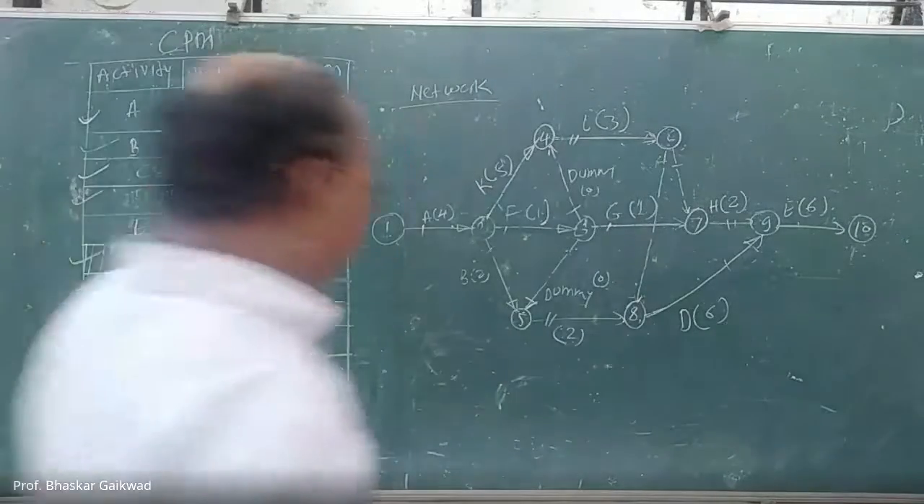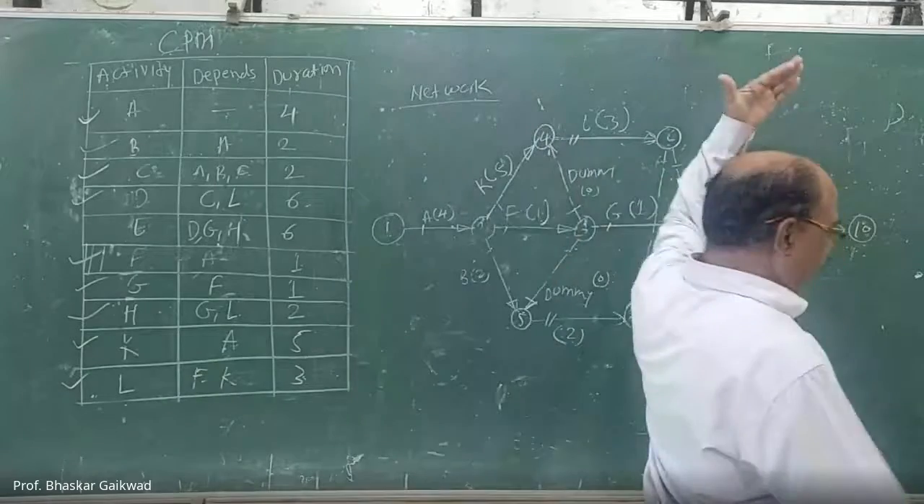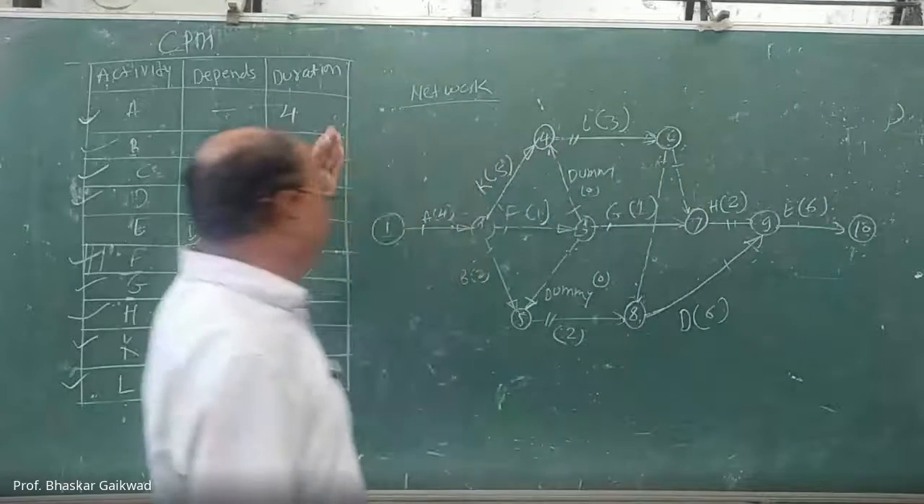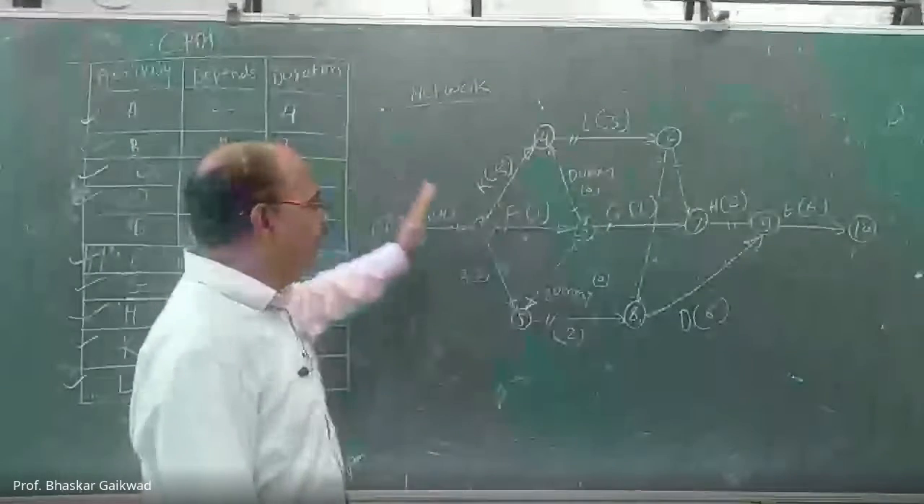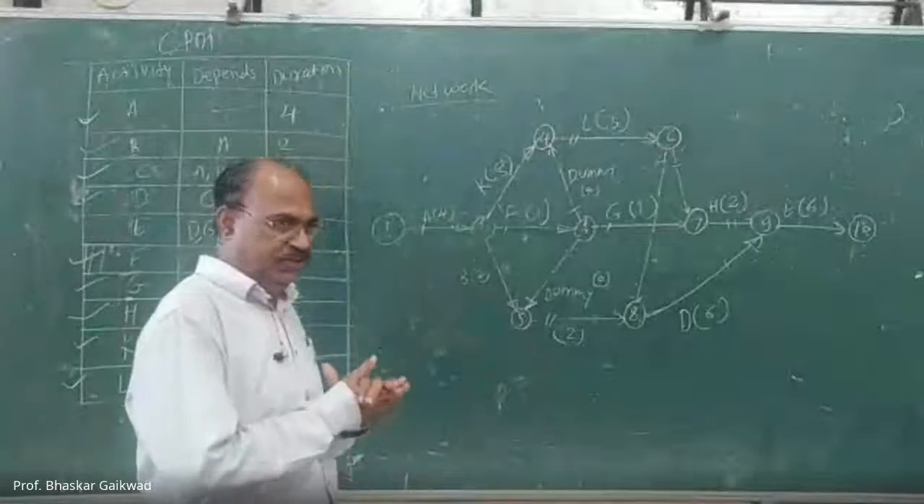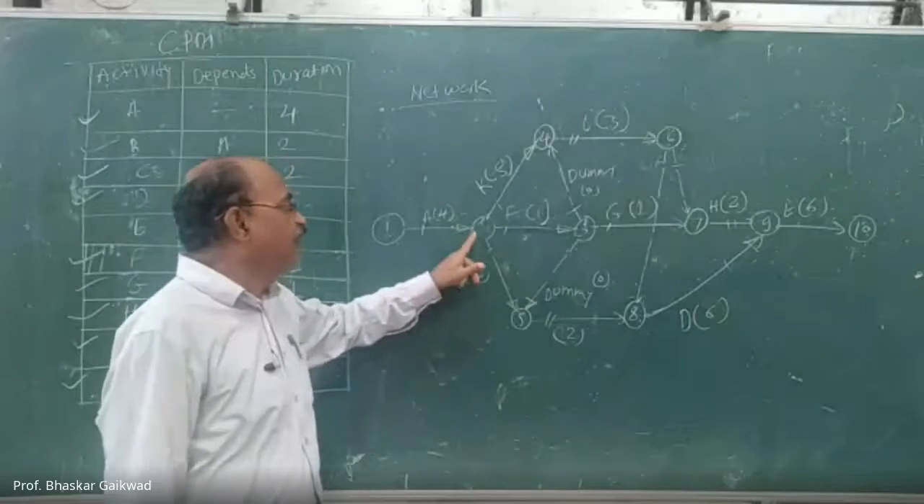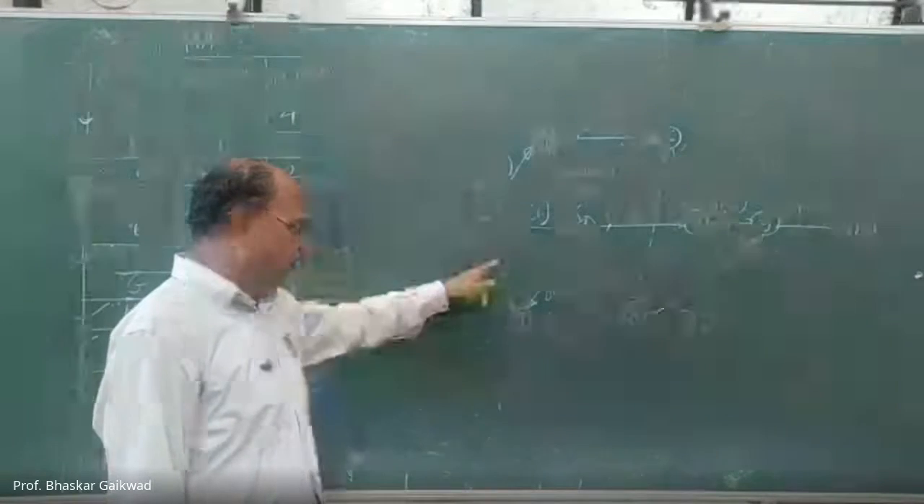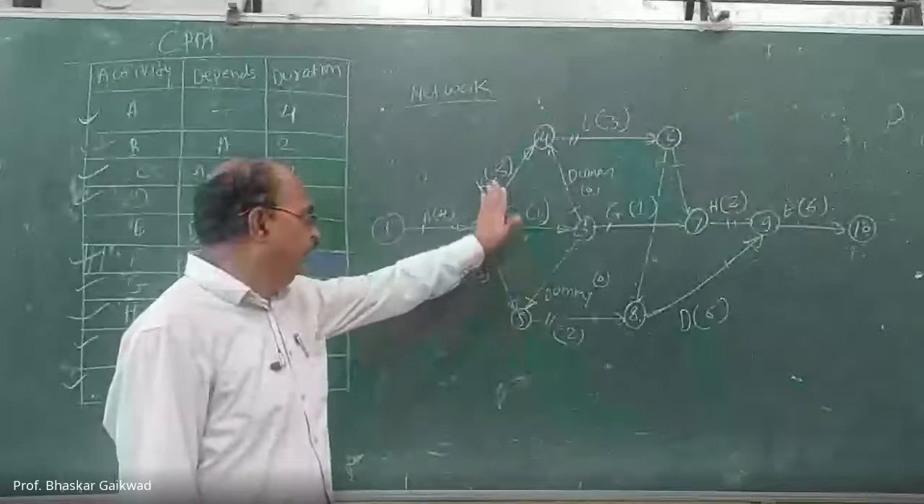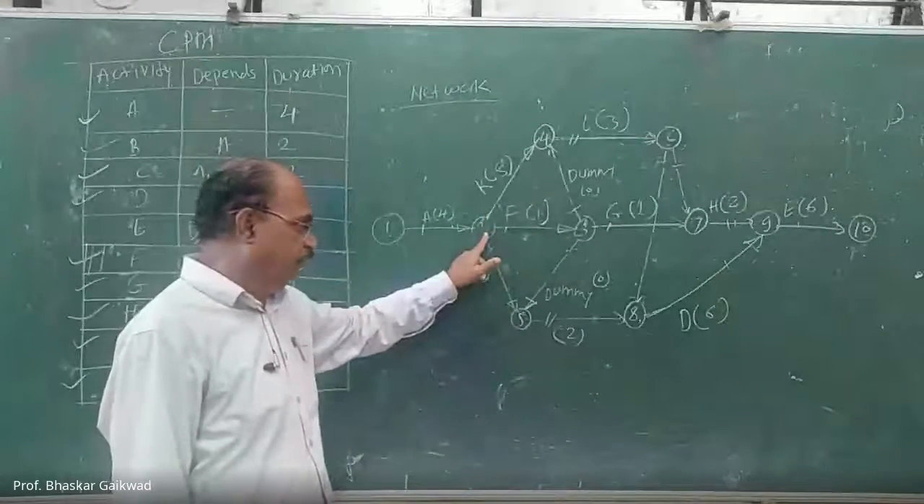How to give the numbers? This idea I have given. A very simple idea is there. Only the outgoing activity you have to consider. For example, I want to give the number here. So all things should be outgoing. Delete, for the time being you can give the number.